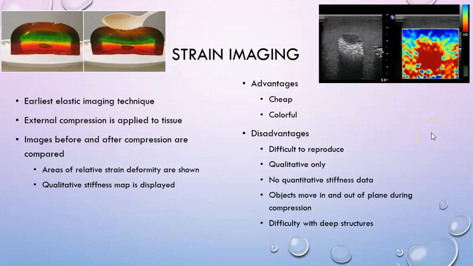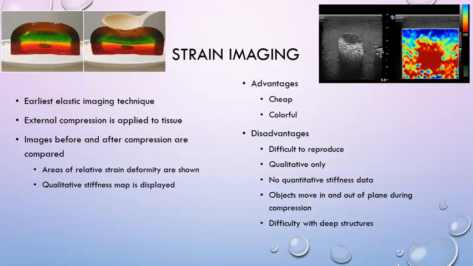It just tells you that relative to the soft stuff, something else is hard. The advantage of this is that it's cheap, it's colorful, it gives us some information, but unfortunately, because there's no numbers associated with it, it's very difficult to reproduce and gives us only qualitative information. So we get no quantitative stiffness data. So it means if you go to another laboratory and they do the same test, the results may be different just because of the way that it was performed. So there's no data to say, well, this is hard by so much compared to that. It is just simply a color.